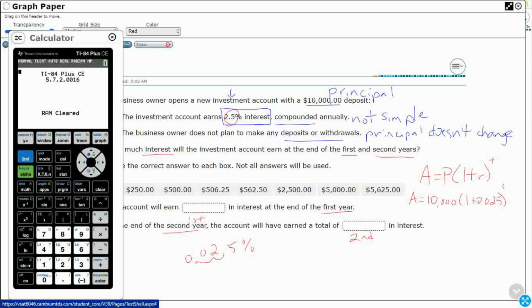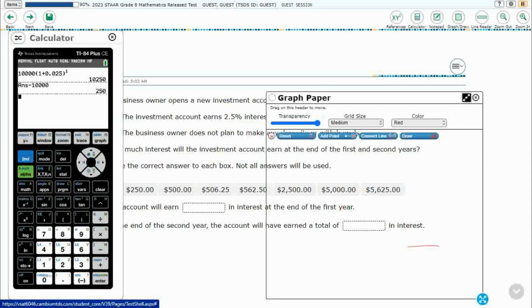All right, so let's do this. 10,000. We're going to multiply that by 1 plus 0.025, and we're going to do the x to the y, and we're going to take that up to the first power. Okay, so that's 10,250. But how much interest did I earn? Well, let's take away the $10,000 that were already there. Okay, so that's $250. So let's take our 250, put that right there.